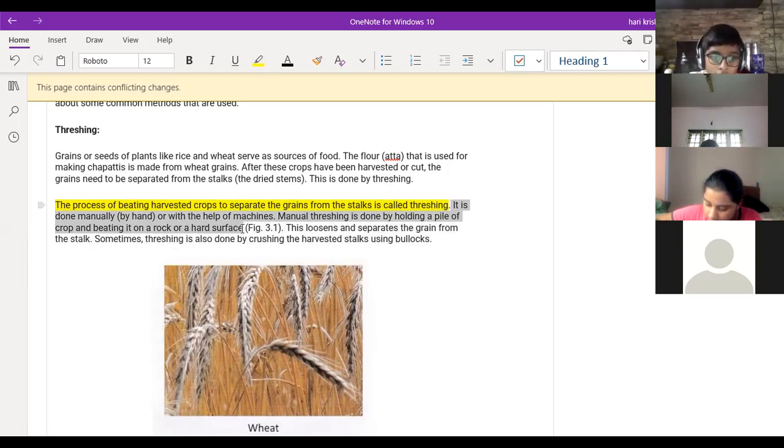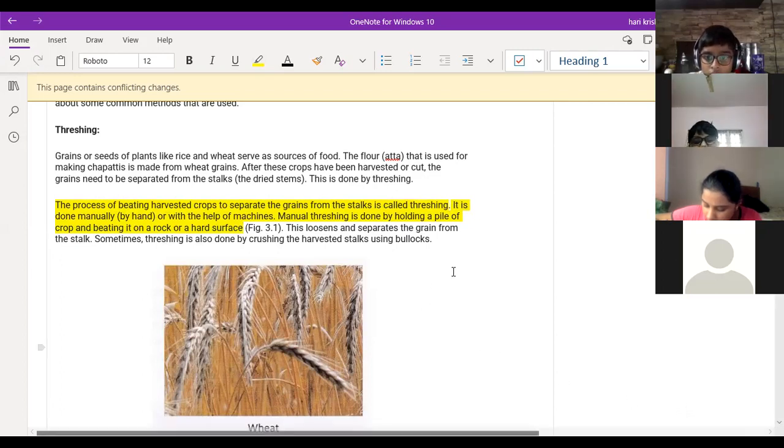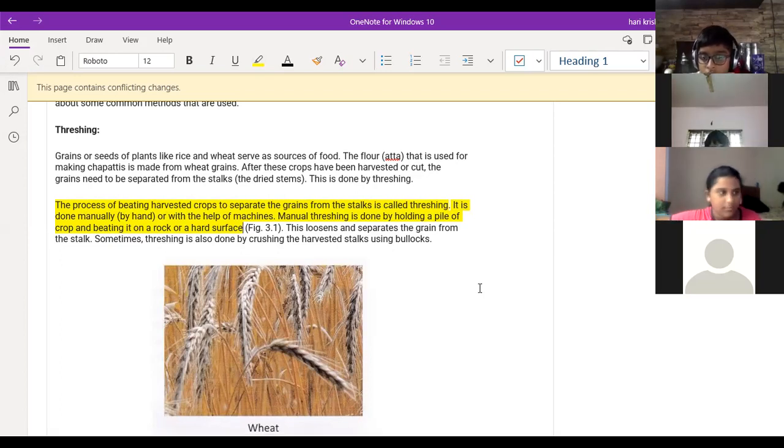But in the olden days, how did they do it? Sir, they used some heavy rocks. They did not use heavy rocks, but they used heavy objects to roll over the crops, like bullock carts. They would let the bulls walk on those stalks, so the grains get separated from the stalks as it keeps moving. So threshing can be done manually, with machines, with bullock carts, or with any heavy vehicles.